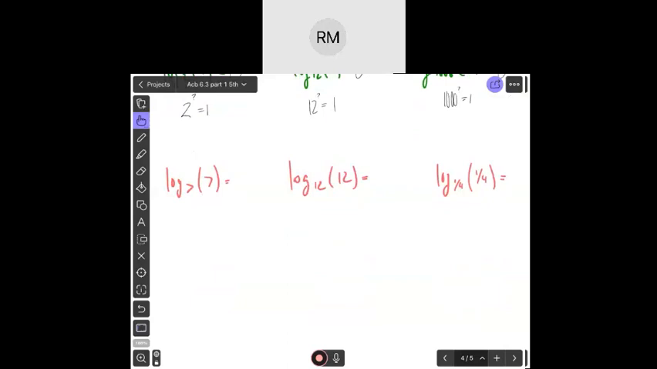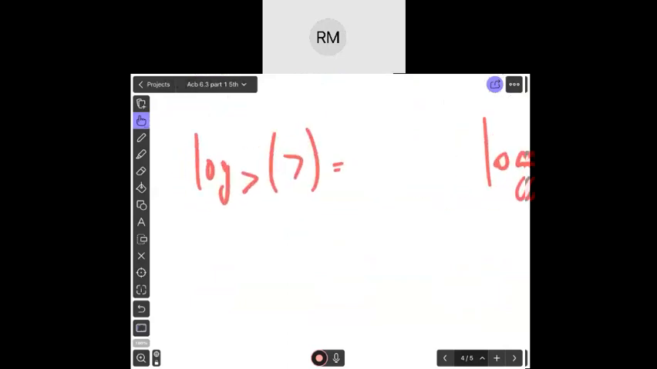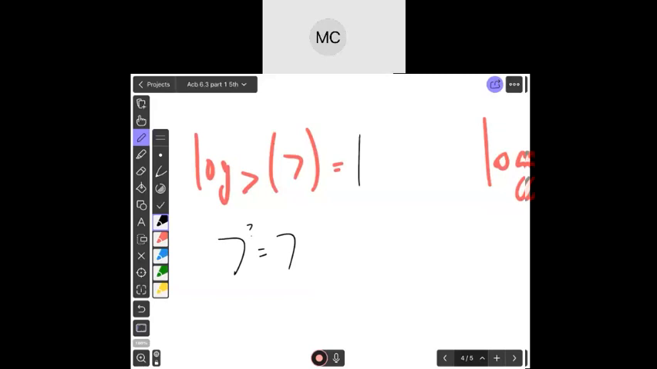Matt, what's this mean? Log base 7 of 7. What's that mean? 7 to what power equals 7? Perfect. So 7 to what power equals 7? What's the answer? 0. Try again. 1. There you go. So log base 7 of 7 is 1. So 7 to the first power is 7.